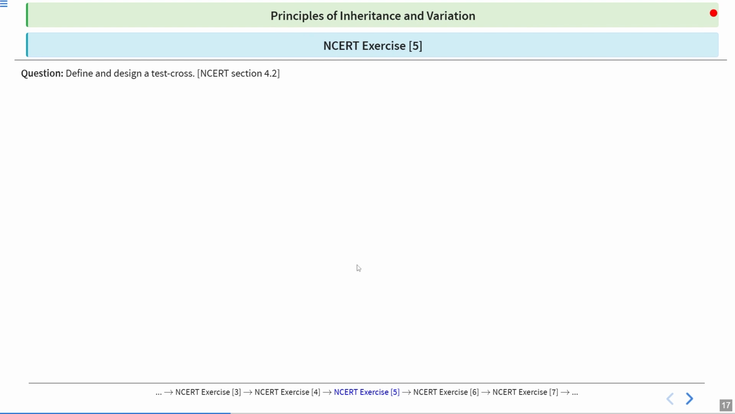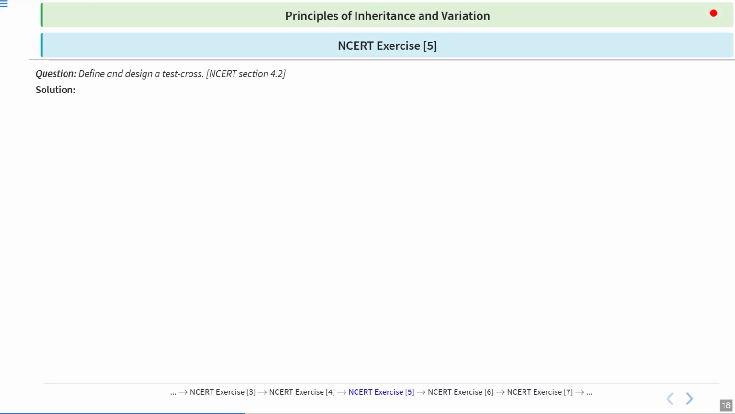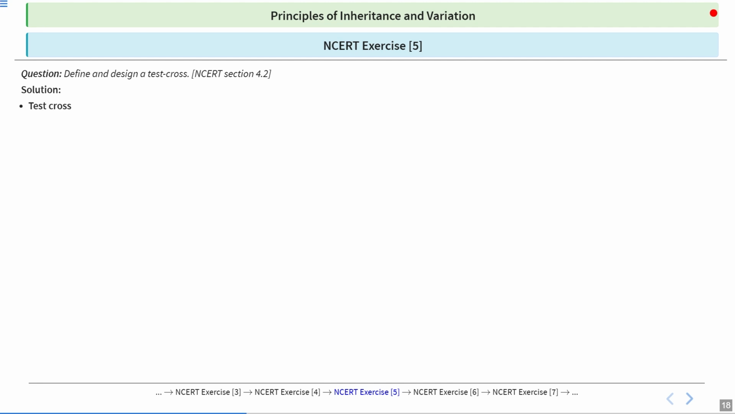The next question: you have to define and design a test cross. The question is regarding test cross. So what is a test cross? Let's have a look at the answer. A test cross is a cross between an organism with unknown genotype and a recessive parent. What is the purpose of the test cross? Test cross is done to know the genotype of the parent showing dominant phenotype.